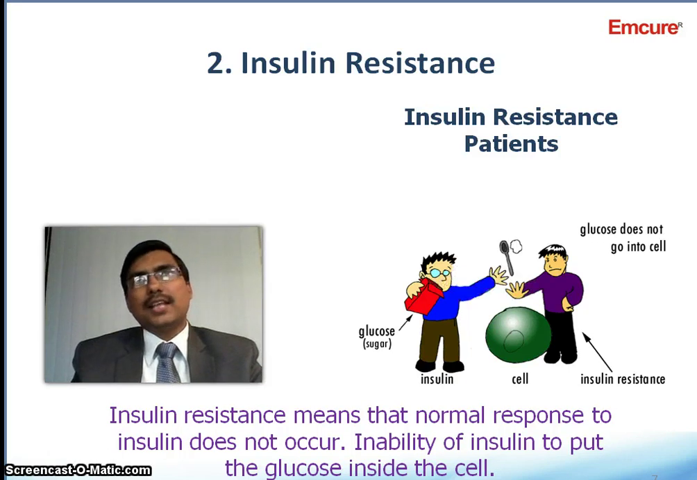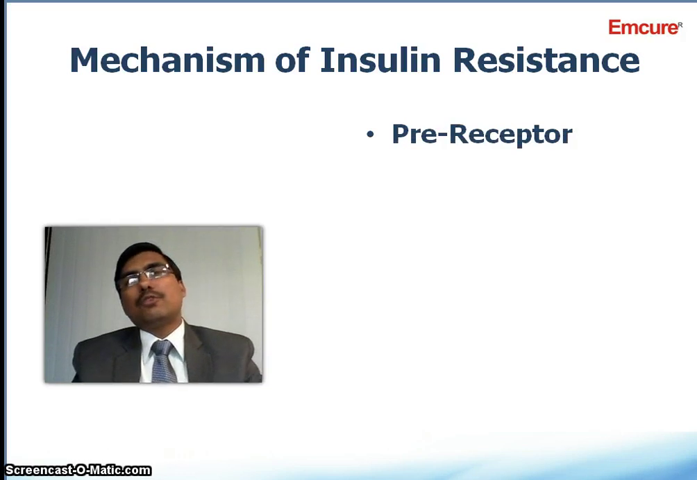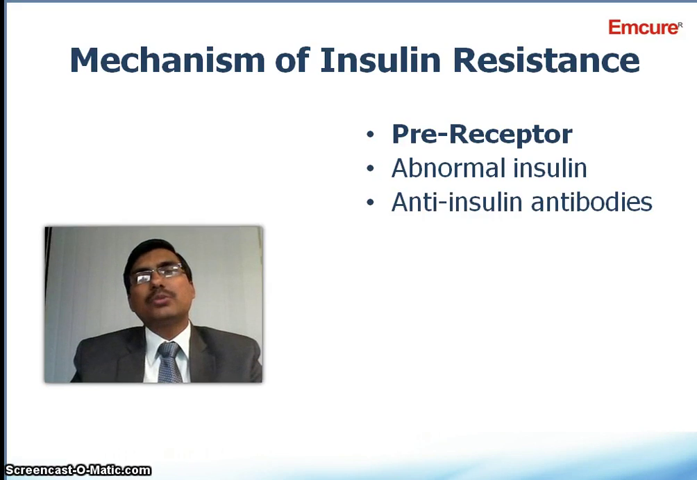Now let us understand various mechanisms of insulin resistance. First and foremost one is the pre-receptor effect. In pre-receptor, what happens is abnormal insulin gets released, and when the insulin is abnormal, it cannot go and bind with the insulin receptor properly. The second one is anti-insulin antibodies. The body's immune cells or WBC produce antibodies which go and destroy the insulin.